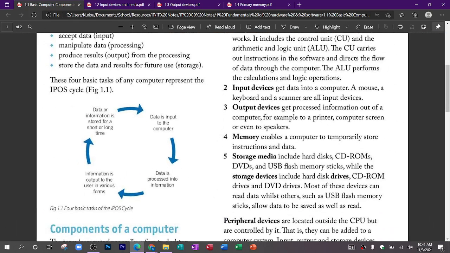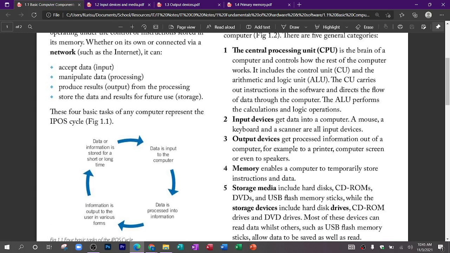The next thing you need to remember or to understand is how the IPOS cycle works. So what are the steps in the IPOS cycle? The steps include input, as you see at the top here, then processing, then output, and then storage. So the IPOS cycle has 4 steps, and that is how your computer functions.